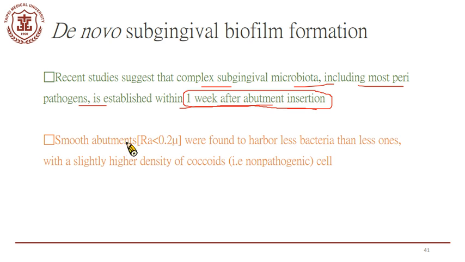And then a smooth surface, as we say, 0.2 micrometers, we find to harbor less bacteria and a slightly higher density of coccoids. So what it means is, you know that you will have bacteria, but when you put your abutment, when you put your crown, it doesn't matter which treatment you are doing, prosthetically speaking, it always needs to be smooth. Okay? If you have it supragingivally, it doesn't matter what you do, it always needs to be smooth.